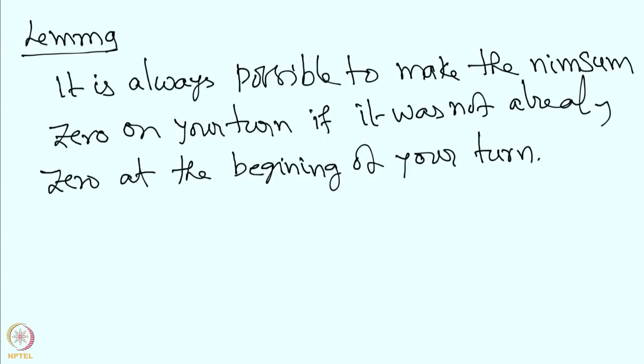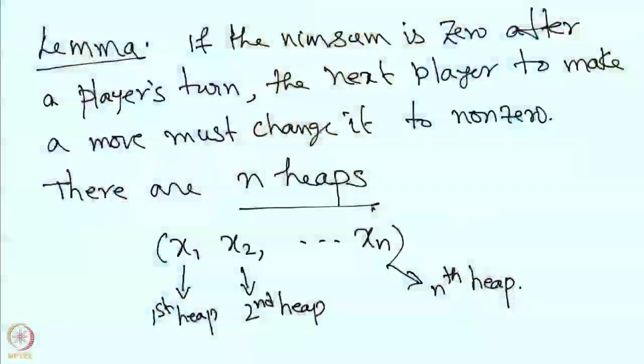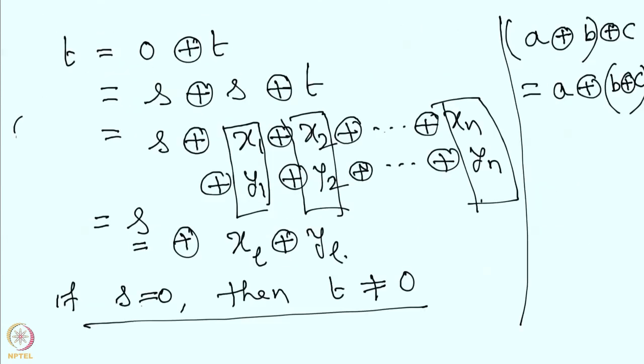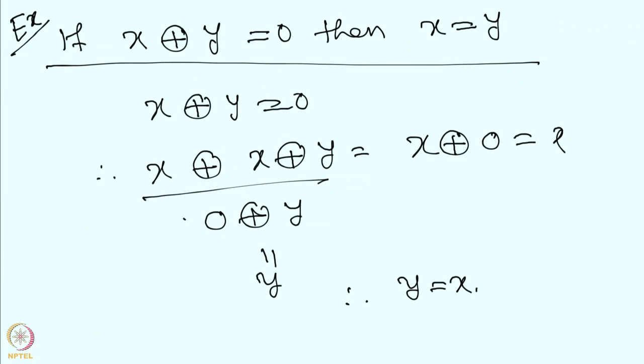So, what we have proved is that if currently the Nim-Sum is not 0, I have a move which makes the Nim-Sum 0. And the previous lemma which we have proved is that if the Nim-Sum is 0 after a player's turn, the other player has to change the Nim-Sum to a non-zero value. So, what is the strategy? How do we play this game? At any position, as player 1, if the Nim-Sum is 0, I cannot immediately win the game because I will turn it to non-zero. So, let us look at the strategy.